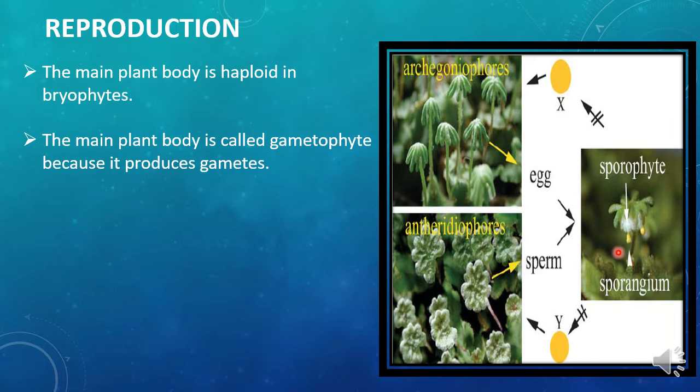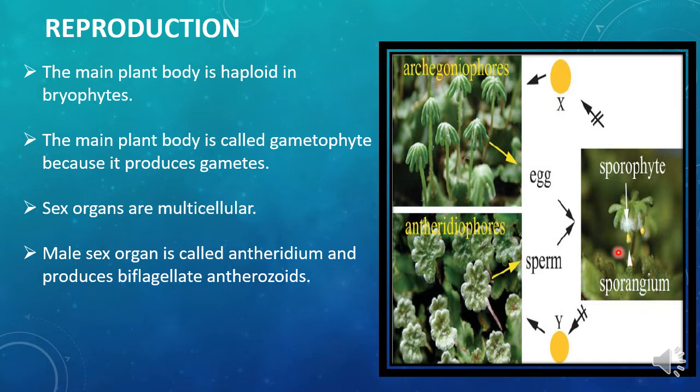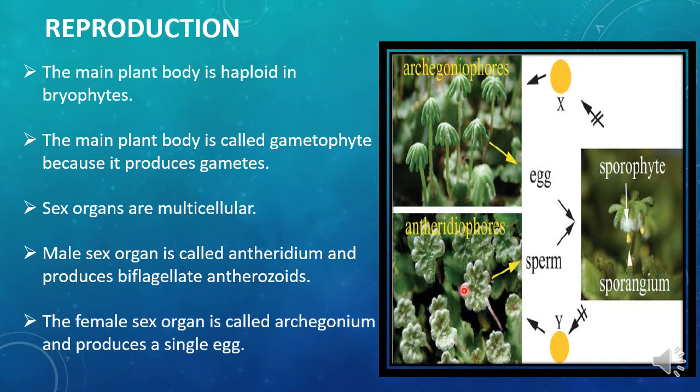The main plant body is called gametophyte because it produces gametes. Sex organs are multicellular. The male sex organ is called antheridium and produces biflagellate anthrozoids. Anthrozoids are motile in nature and they have flagella to swim towards the egg. The female sex organ is called archegonium and it produces a single egg, only one egg.